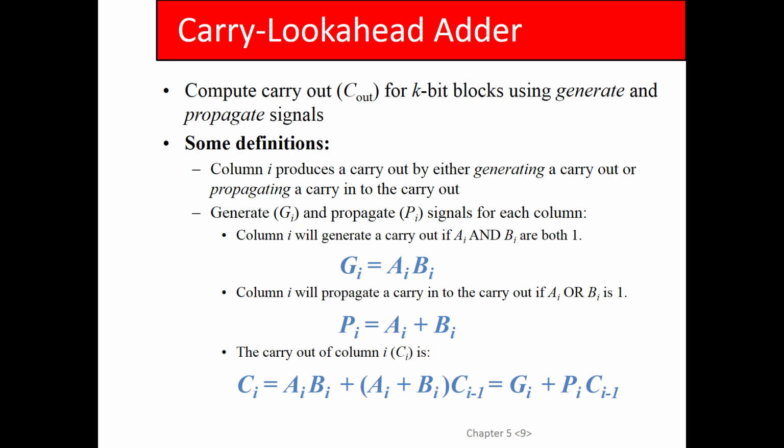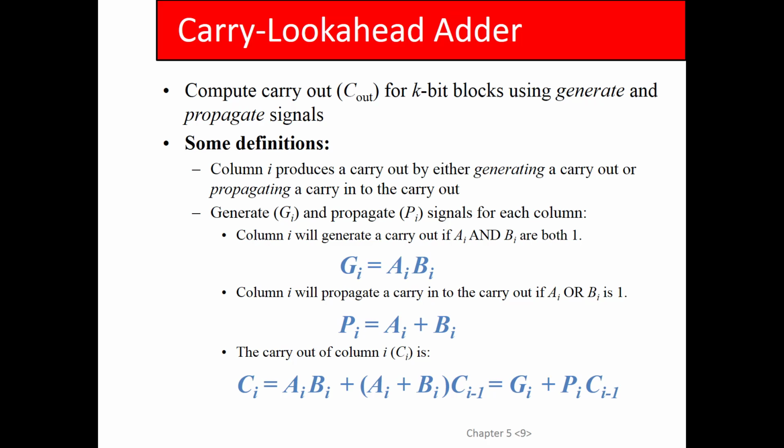But it won't create a new carry out regardless. Right? You guys with me? Make sense? So that's generate and propagate. They're actually simple to calculate because the generate for column n is just simply A and B n. The only way to get a generate is if both my inputs are 1. Likewise, propagate is also very simple. It's just A or B.